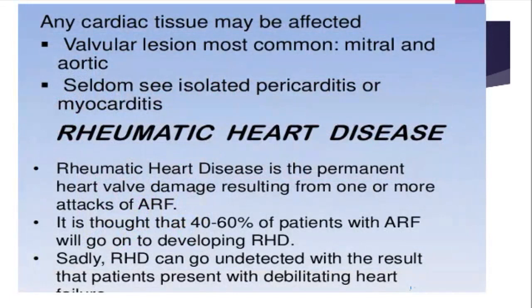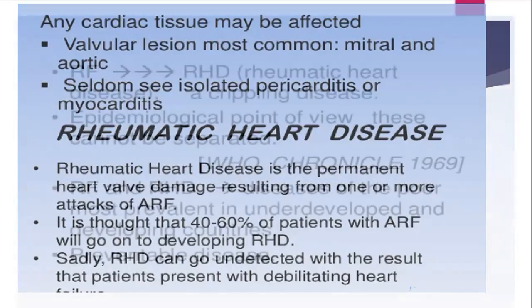The most common valvular lesions are in the mitral valve and the aortic valve. Sometimes there can be pericarditis or myocarditis. Rheumatic heart disease is the permanent heart valve damage resulting from one or more attacks of acute rheumatic fever. It is thought that 40-60% of patients with acute rheumatic fever will go on to develop rheumatic heart disease. Some patients can go unsuspected for too long, resulting in debilitating heart failure.